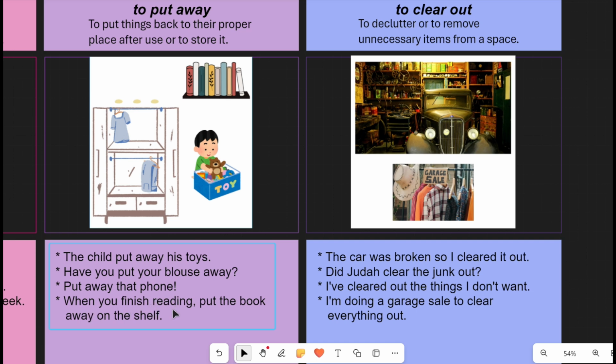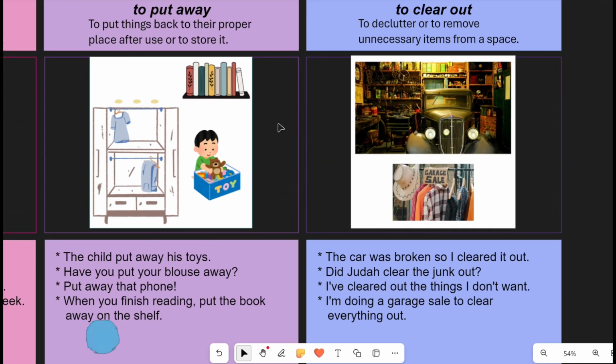When you finish reading, put the book away on the shelf. Now notice we've got the noun, the book, in the middle between put away. It's possible to put that in the middle of the two parts of the phrasal verb. So when you finish reading, as here with the bookshelf, you put away the book, meaning you're storing it until later.